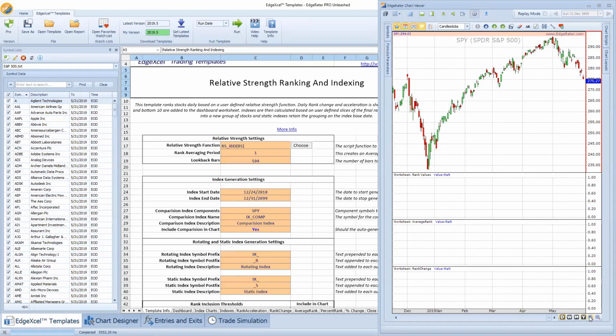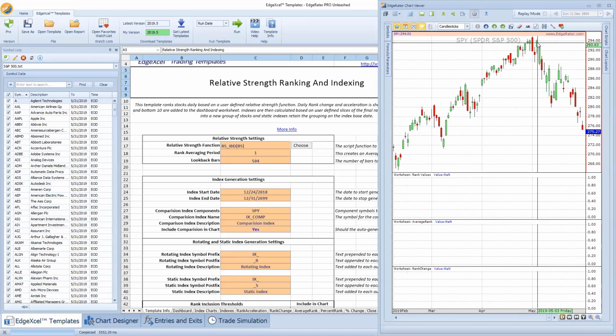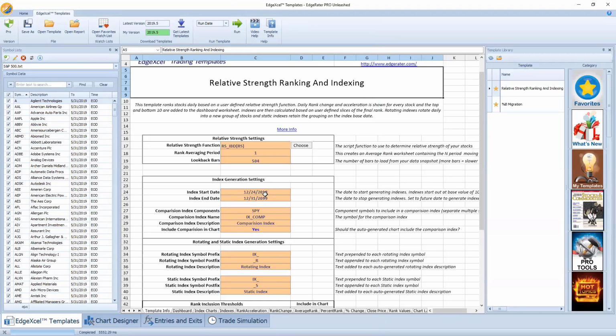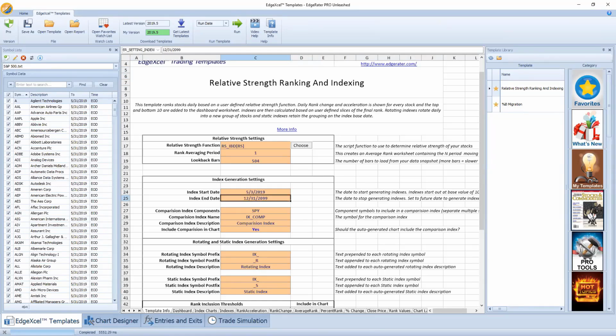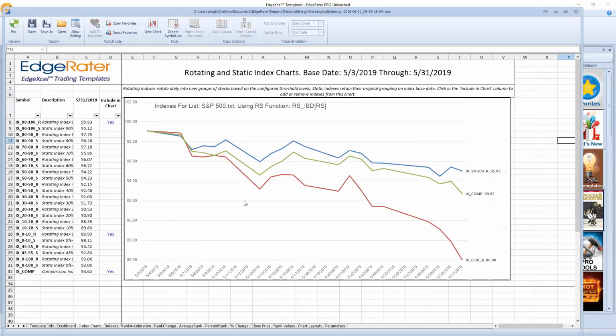So in that group of stocks, how did that ranking function perform from May 3rd through today? So let's go back and run the template from May. So it'll be 5/3/2019. Still going to compare against SPY using exactly the same list. And I'll just run that. It's going to generate a whole new workbook. Came up over here. And then let's look at the index charts on here.